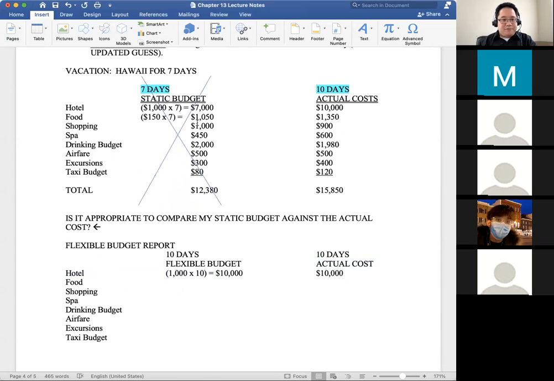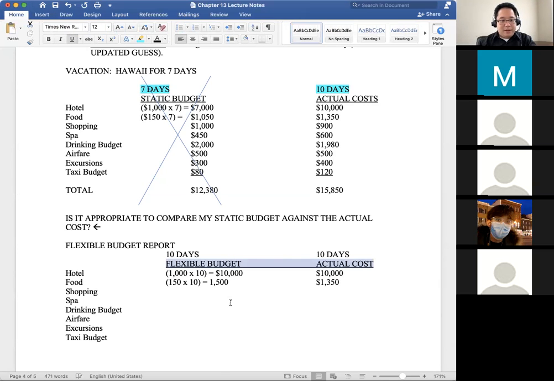My original budget for food was 1050, but I need to update that. How would I update the food budget? Assuming I still spend $150 a day, multiply it by 10, so that's 1500. My actual cost was 1350. So actually food, I spent less money than the budget was.